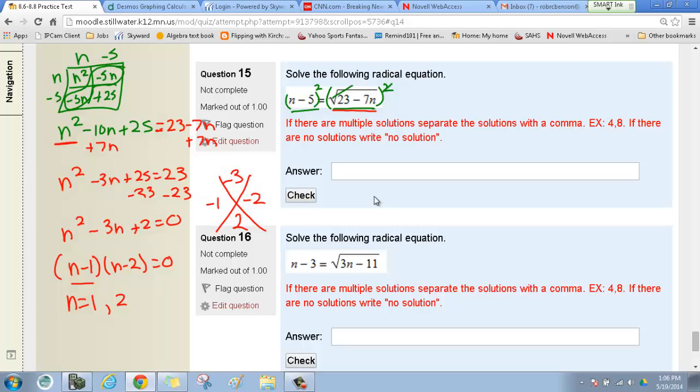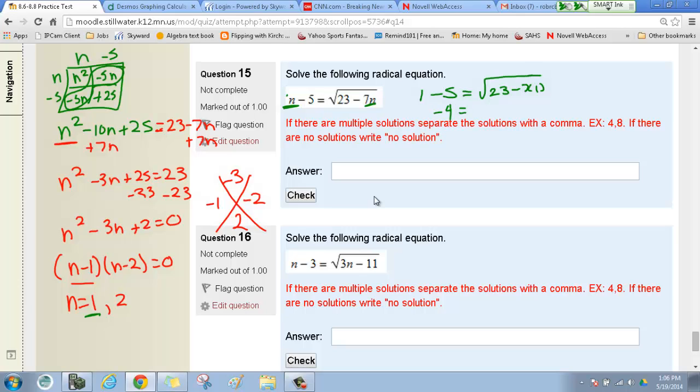Now let's see if they both work out. Okay, we got to check them. Maybe only one works. Maybe both of them work. Maybe none of them works. So we'll start with our 1. We're going to check this 1. So we have 1 minus 5, because I put the 1 in for this, is equal to the square root of 23 minus 7 times 1, because I put the 1 in for that.